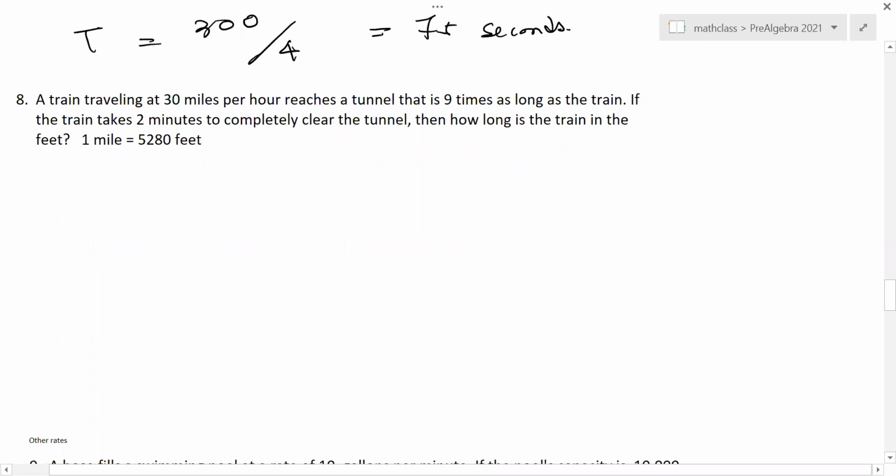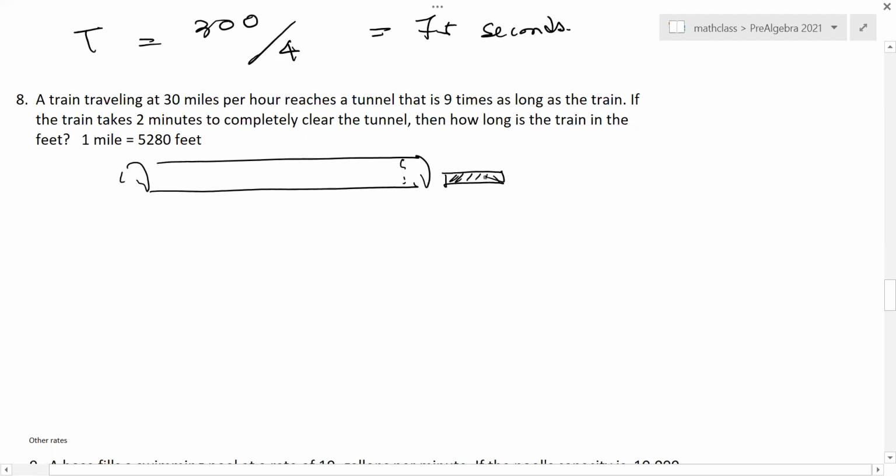A train traveling at 30 miles per hour, which is very slow, reaches a tunnel that is 9 times longer than the train. If the train takes 2 minutes to completely clear the tunnel, how long is the train in feet? So this is a tunnel, here's a train. You draw the picture, then it goes through.